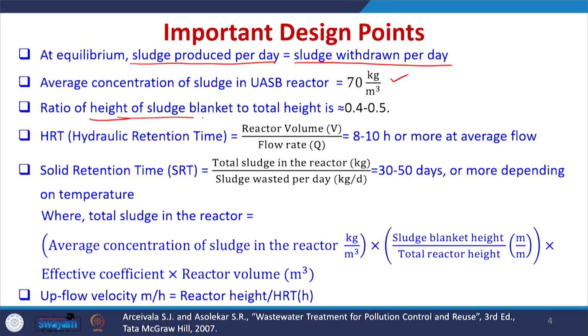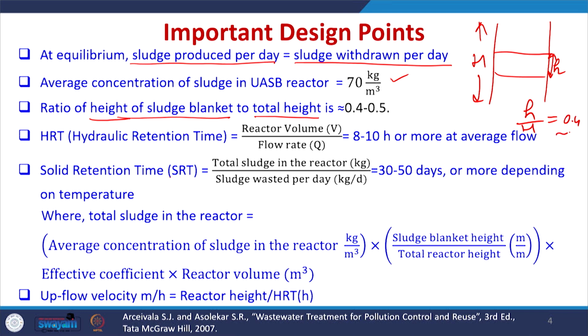Ratio of height of the sludge blanket to total height: if the reactor is this and this is capital H, and the height of the sludge blanket is small h, then this h divided by H is in the range of 0.4 to 0.5. The hydraulic retention time, which is the reactor volume to flow rate, may be 8 to 10 hours; it may vary also, but it can be taken. The sludge retention time also may be between 30 to 50 days or more depending upon the temperature.